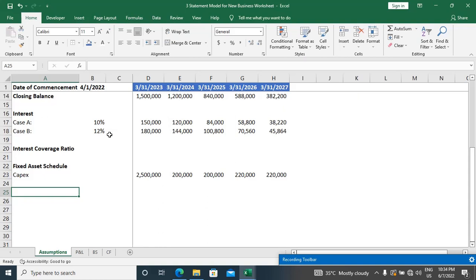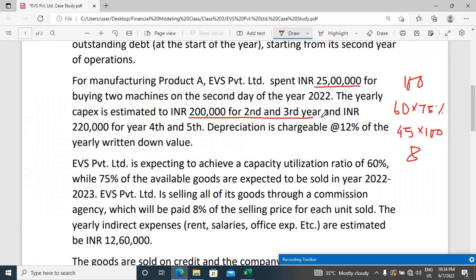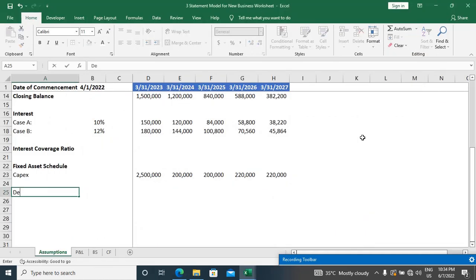Now, one thing that may come to your mind is that this capex was made, so weren't there any depreciation? What happened to depreciation then? Capex has been made, this is understood, but what about depreciation? A depreciation rate was given already. Depreciation is chargeable at the rate of 12% of the yearly written down value.